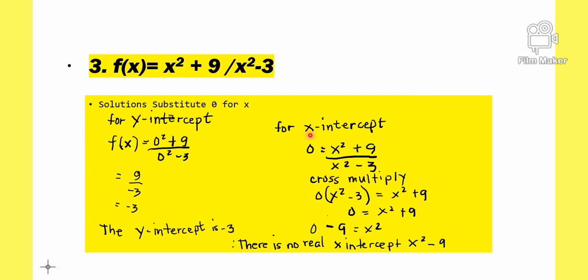For getting the x-intercept, we have the 0. Again, substitute 0 for f(x), or y. So 0 = (x squared plus 9) divided by (x squared minus 3). And then we will cross multiply this one. 0 times (x squared minus 3) is equal to x squared plus 9. So the remaining will be 0 = x squared plus 9, and then transpose positive 9 to the other side as negative 9. Therefore, the answer is there is no real x-intercept, since x squared equals negative 9.